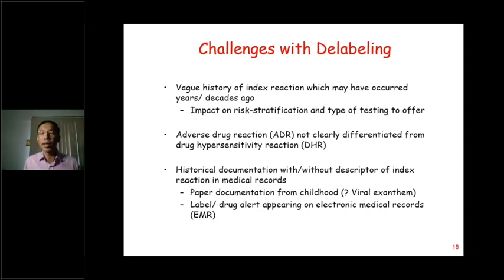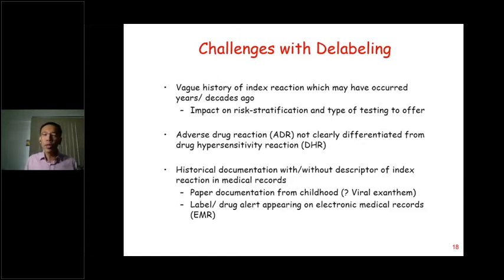So that brings us to the third problem, which is the historical documentation, which is often without a description of what the index reaction would look like, even in medical records. So if you talk about paper documentation from childhood, it's usually quite vague. The documentation usually doesn't tell you whether this was more likely to be a viral exanthem or whether it was drug-induced. And it doesn't help that usually 2 or 3 different classes of drugs are given at the same time, sometimes perhaps to allay very anxious parents who do not know why the children are not getting better.